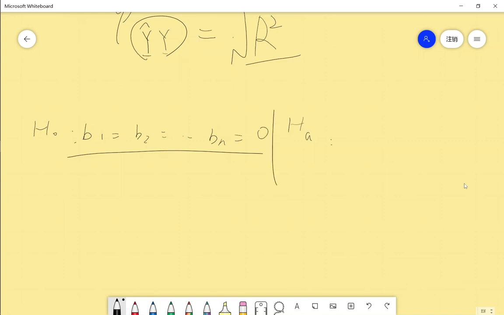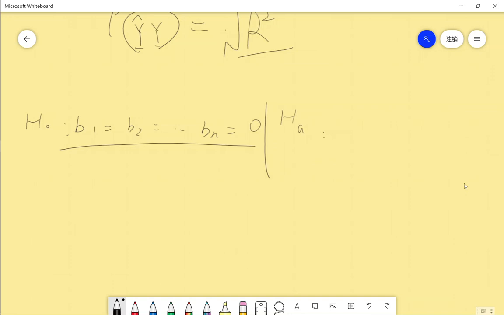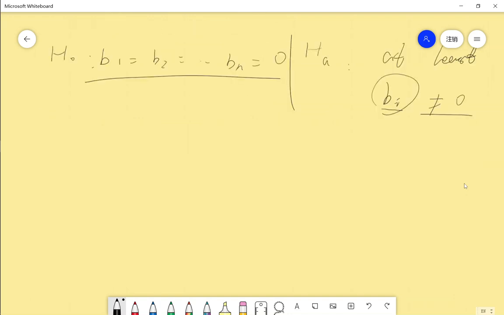Alternatively, you are going to accept the HA here. So the HA here is "at least". This is the place where most people will get confused. At least there is some Bi, let me just put i here. So there might be a Bi inside all of these B1, B2, all the way up to Bn, which is not 0. So not all of them are 0, but just at least one Bi here is not 0, and that will suffice. Okay, so that's pretty much all we have to do.